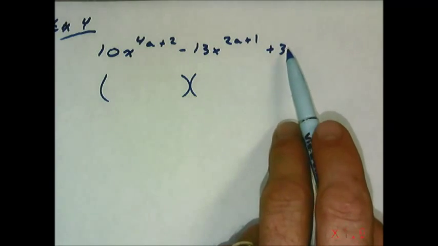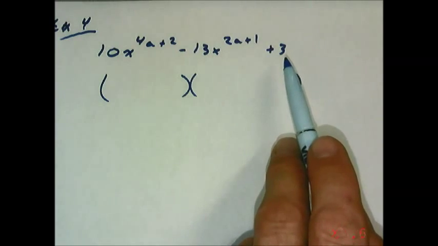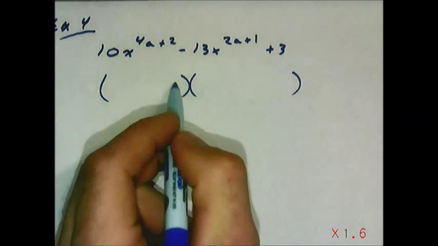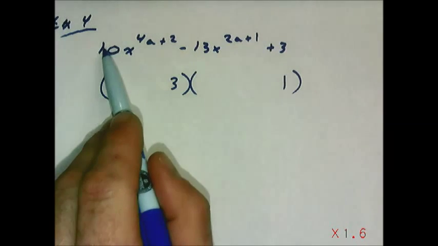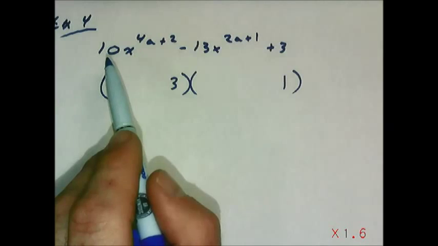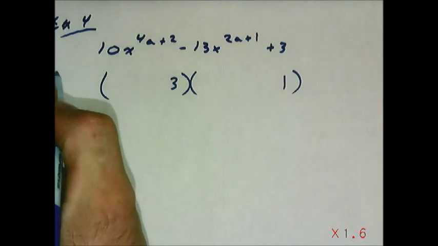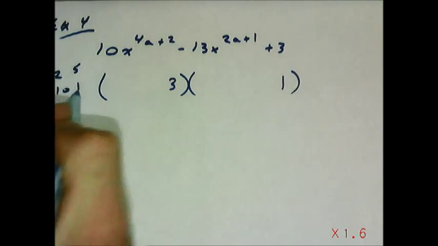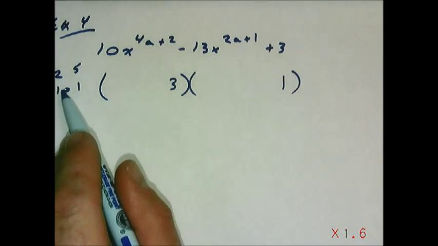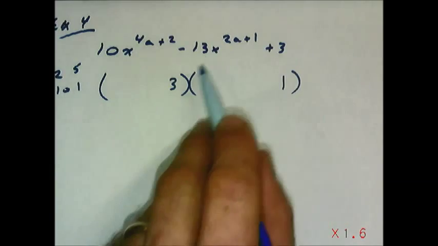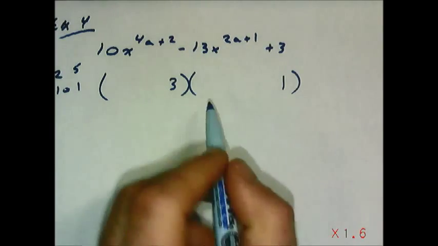But if I look at my positive 3, that positive 3 can only be broken up in one way, and that would be 3 and 1. So now I can think about breaking up my 10. For 10, we have, remember, 2 and 5 and 10 and 1. Working with that 3, I'm going to multiply the 3 by one of them, add it to the other to give me that middle term of 13.